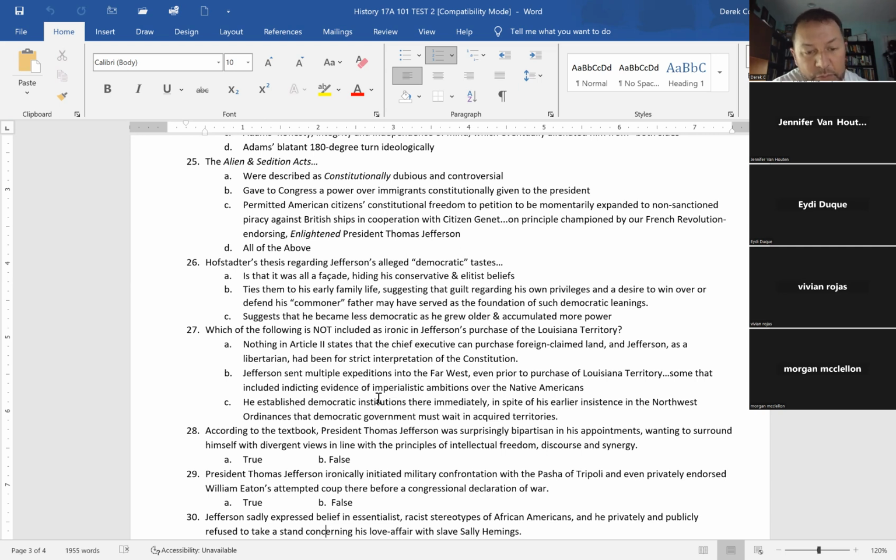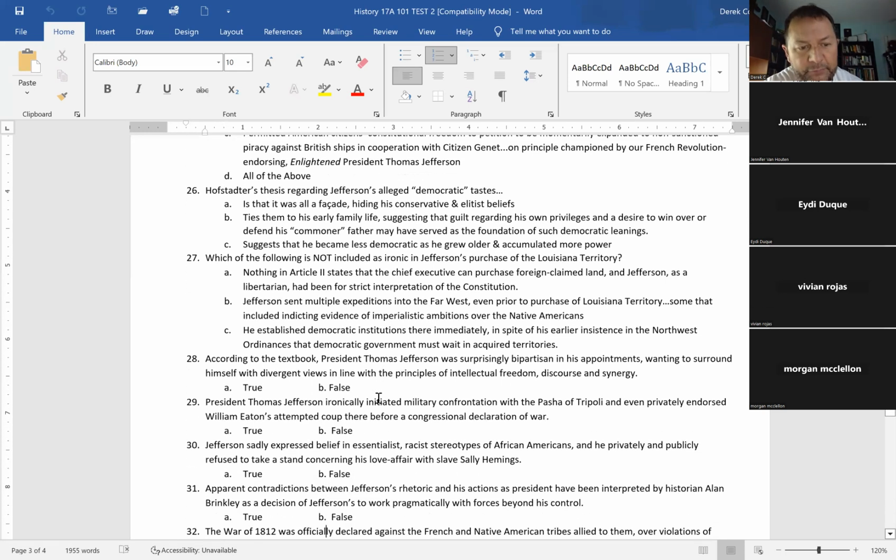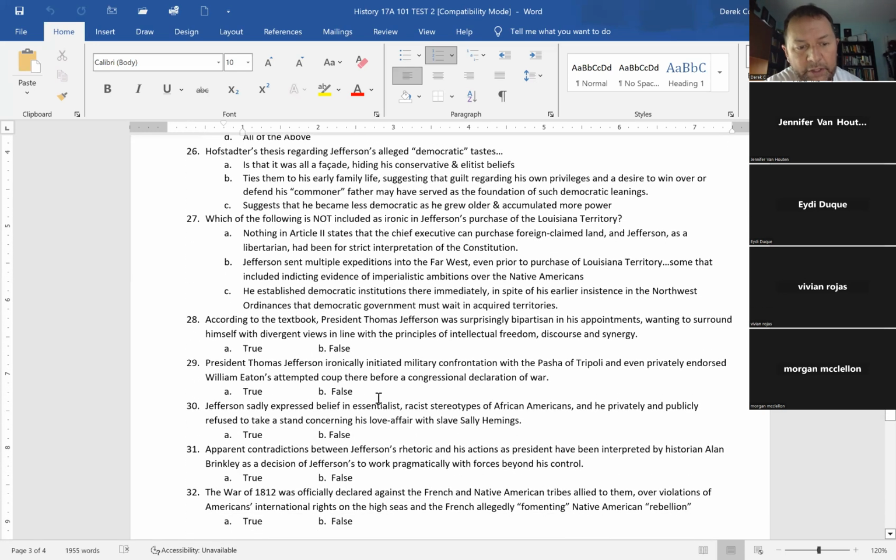According to the textbook, which we didn't use, President Thomas Jefferson was surprisingly bipartisan in his appointments. He was not. That is false. That's one of the many contradictions of Jefferson. He talked about the free market of ideas and wanting to be surrounded by people from a broad swath of ideologies, but then he surrounded himself with yes men when he became president.